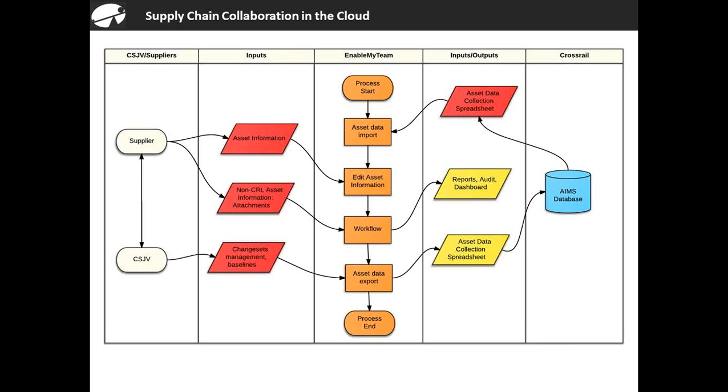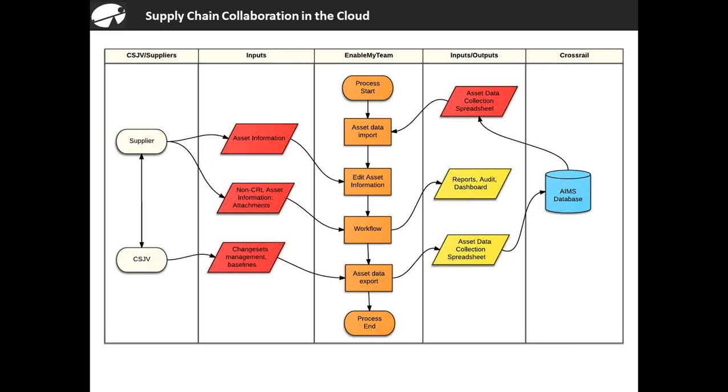So this is a simple process map of what it looks like. You've got CSJV suppliers contributing asset information. It could be information that is required by Crossrail, or it could be information that might be extra, that might be useful for the contract, but not for Crossrail. And then that flows down in as change sets, which are then approved, and then that information is integrated back into the Crossrail database.